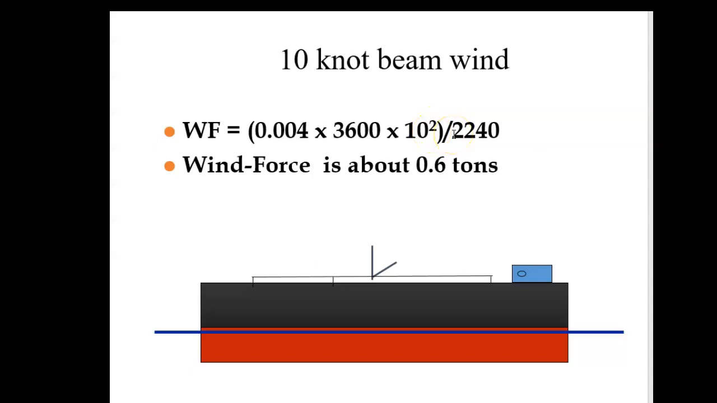Right, so 10 squared, all of it divided by 2,240, which I think I mentioned, or you should know, is the number of pounds in a long ton. So we deal with long tons quite a bit. And the wind force comes out, we solve that formula, and it comes out to be 0.6 tons. And frankly, you don't have much of an appreciation of what 0.6 tons is.